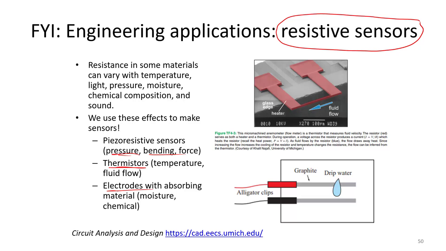And these are just some examples of how sensors can be used to measure fluid velocity, or in this case, some moisture. For more info about this, take a look at our textbook, Circuit Analysis and Design. There's a lot of good info in there.